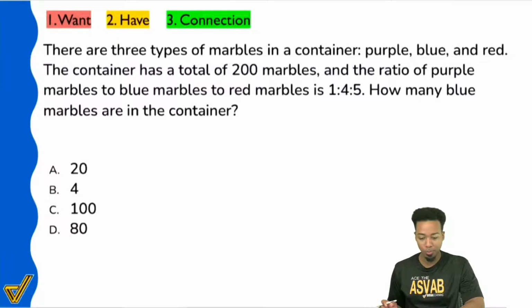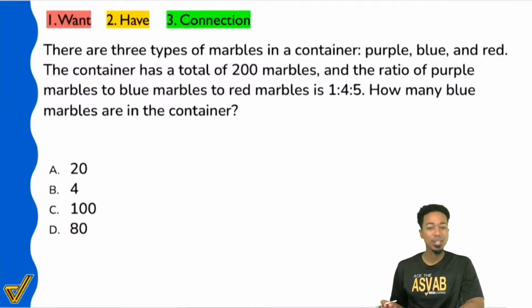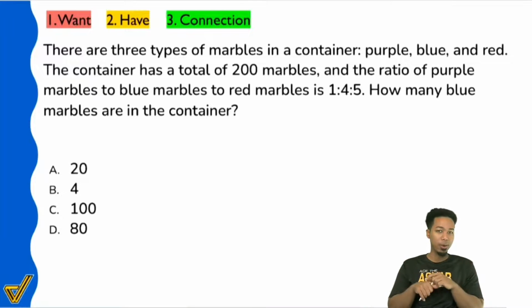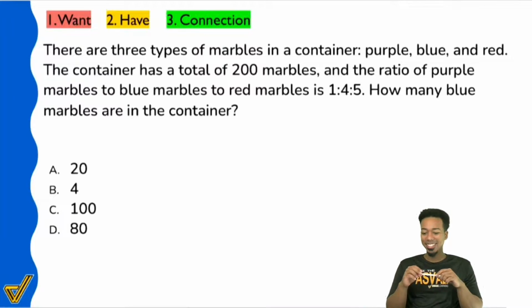So here we go, my party people. Let's bring my ugly face back into the frame. Here we go. How did you guys feel about this one? Do you guys feel like this one was difficult, medium, easy? How are you feeling so far about this one? Feeling like it was easy?